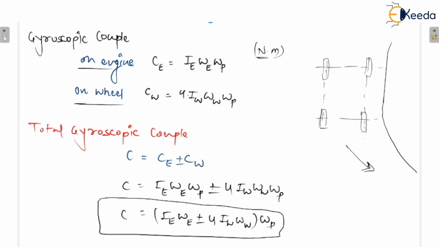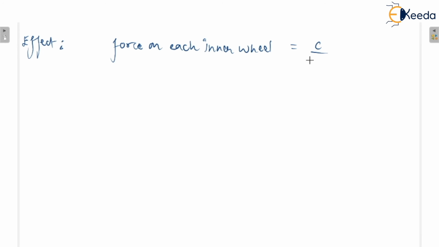Sometimes they will ask you to find out the forces on the wheels, so the effect would be the force on each inner wheel, which would be equal to C upon 2L. Why 2? Because there are two wheels. And the direction of the force would be upward.